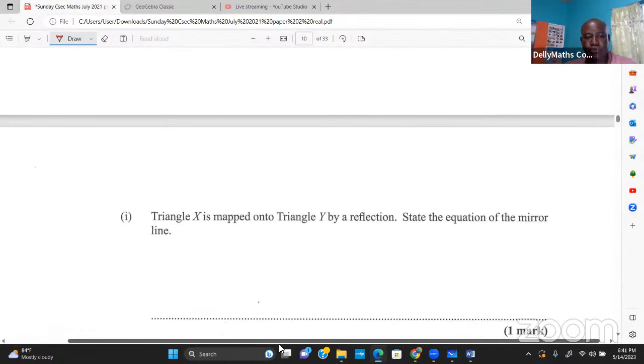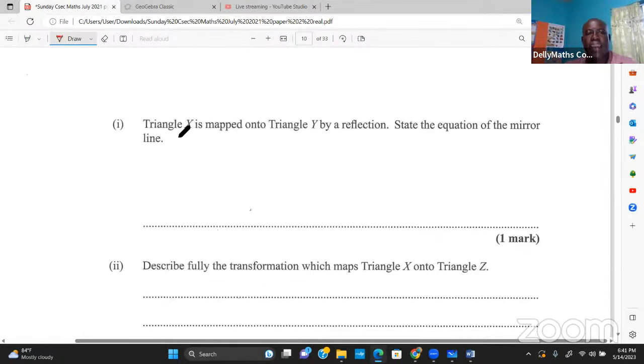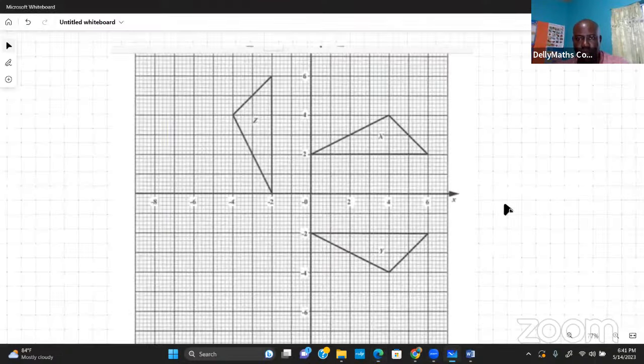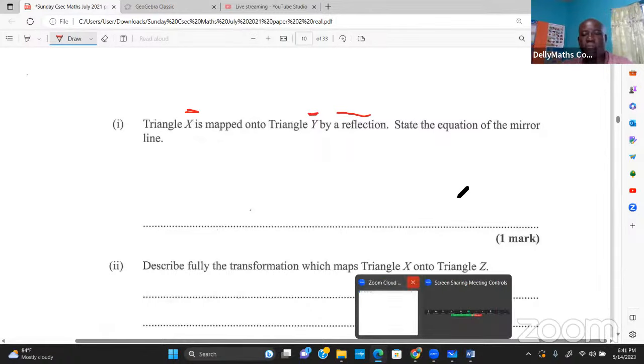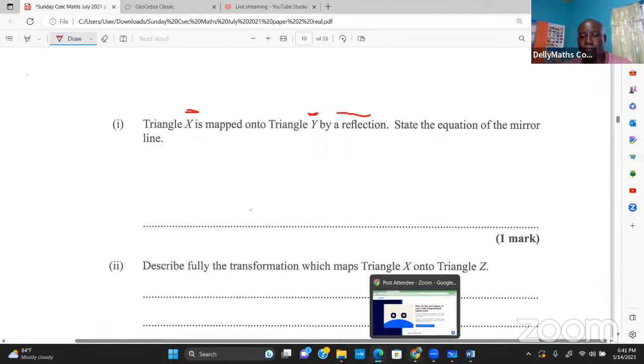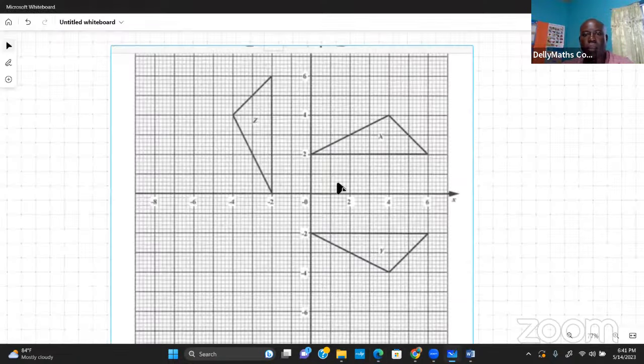Question 1. Triangle X is mapped onto triangle Y by a reflection. Let us take a look. I think I put it somewhere that we could look, so we could go back and forth. Let's read this. Triangle X is mapped onto triangle Y by a reflection. State the equation of the mirror line. So they're telling you X and Y is a reflection. Mirror line, please.